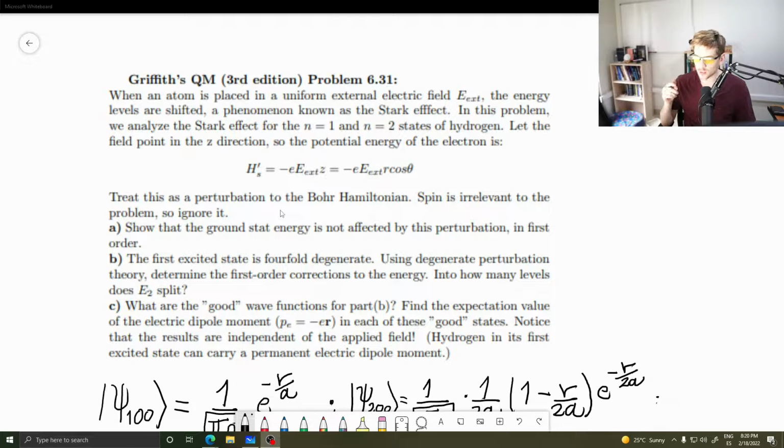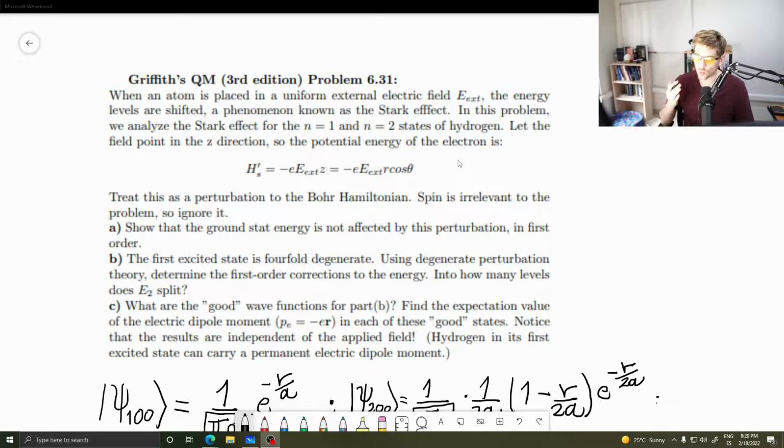A. We want to show that the ground state energy, there's an E missing there, is not affected by this perturbation to first order. Then B, the first excited state is fourfold degenerate. Using degenerate perturbation theory, we will then determine the first order corrections to the energy. And then we want to know into how many levels does the energy split.